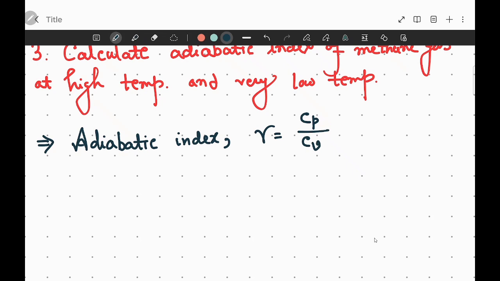If you remember, this gamma appears in the adiabatic process, that PV to the power gamma equals constant. So that's why it's called the adiabatic index. It guides whether the process is an adiabatic process or an isothermal process. So from that definition, it's called the adiabatic index. Okay. So now we have to calculate it.